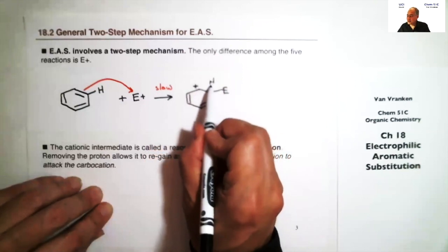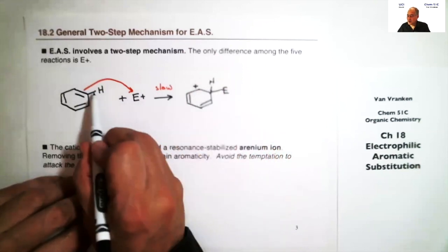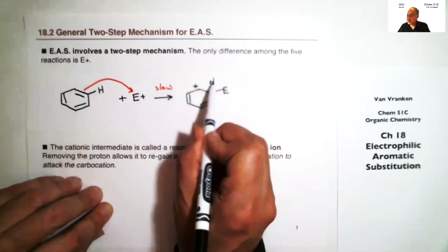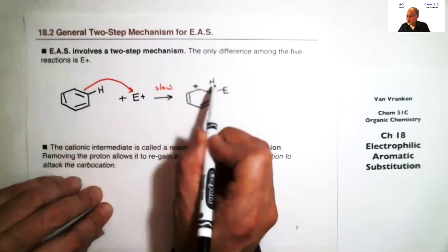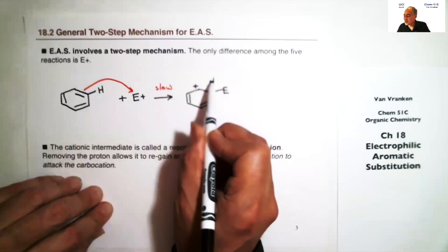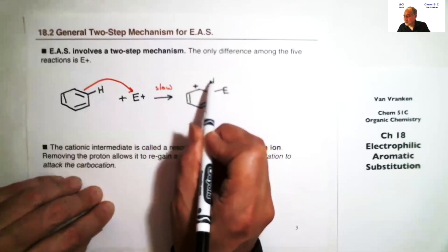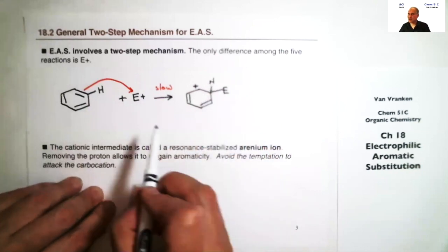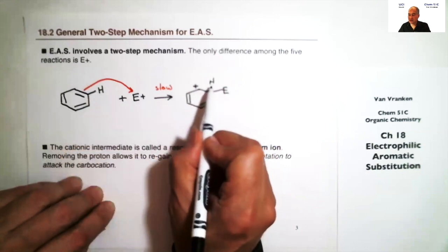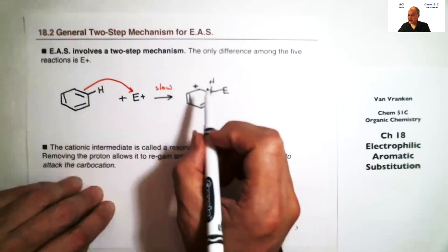Now, notice how I drew that H atom here. The reason I draw that H atom here is because I'm going to need it in this step. And if I don't draw it here, you'll find that you're going to forget what to do at this step. That's why it's so critical to draw the H at this position: you need it for this next step.